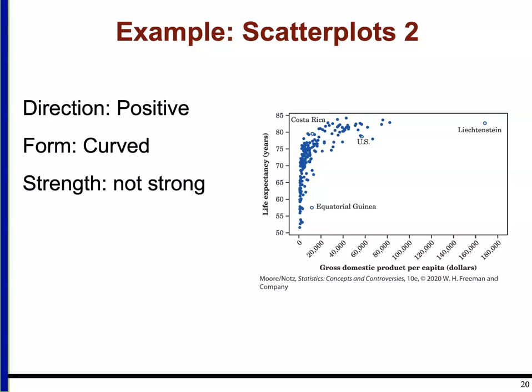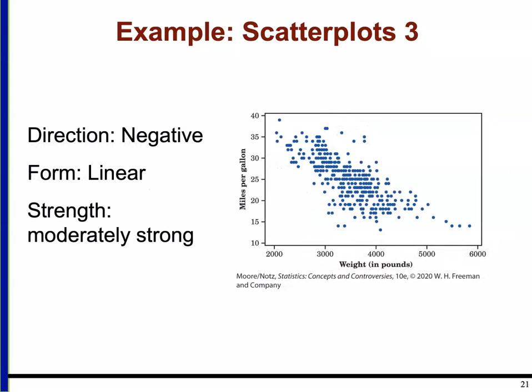We could look at the GDP graph. This one would also be positive because we tend to have higher values together and lower values together. But this would be more of a curved relationship. And we also would not consider this to be particularly strong because we do see a lot of variation among the trend line.